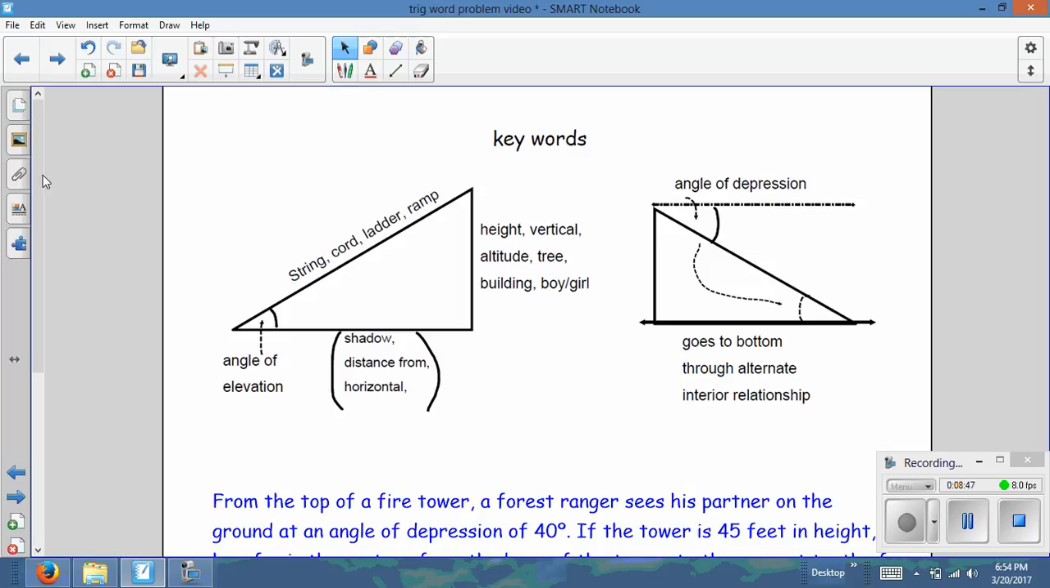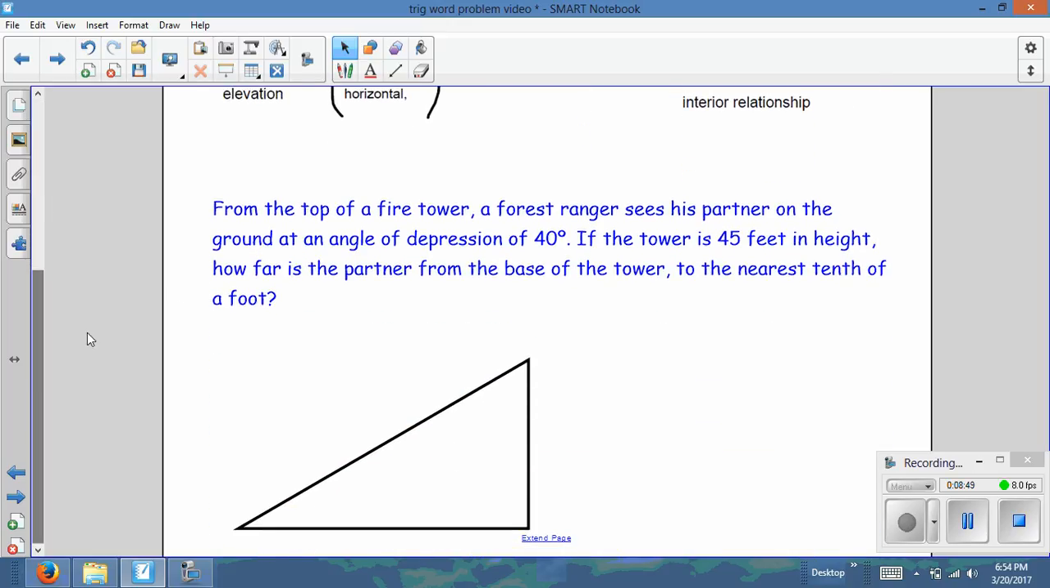All right, so let's move on to this last one. I'm going to walk you through, and I'm going to have you check to see if you can do a couple multiple choice ones. From the top of a fire tower, a forest ranger sees his partner on the ground at an angle of depression of 40 degrees. Okay.